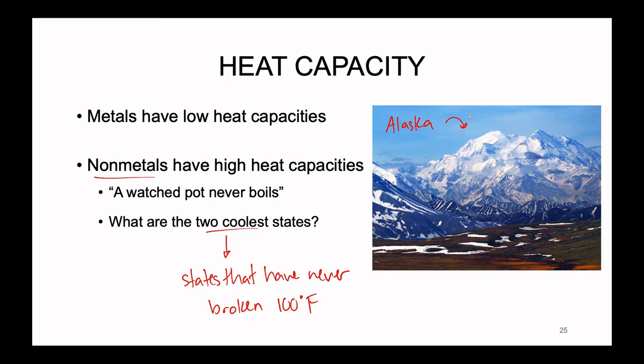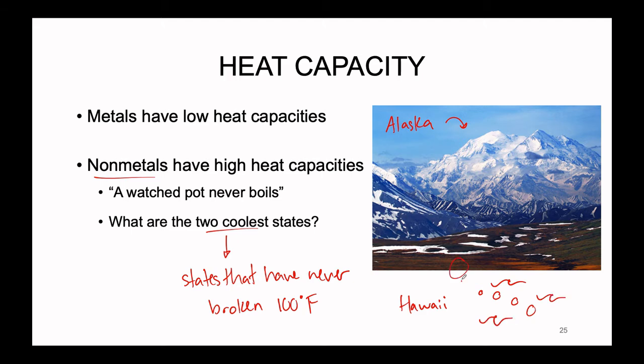It's not super common because it's fairly temperate here due to the Great Lake effect, but it still has broken 100 degrees. The other state that on record has never broken 100 Fahrenheit is Hawaii. And the reason why circles back around to the fact that non-metals have high heat capacity. Hawaii is a collection of islands in the Pacific surrounded by water.